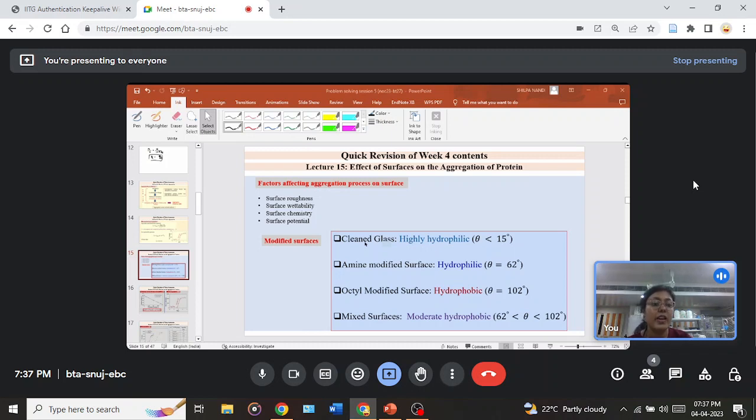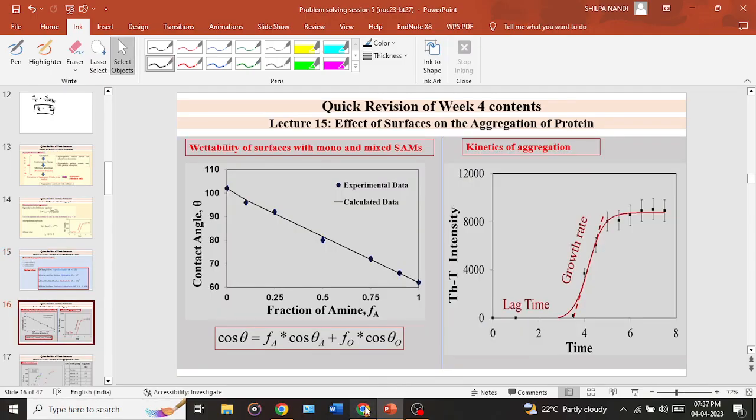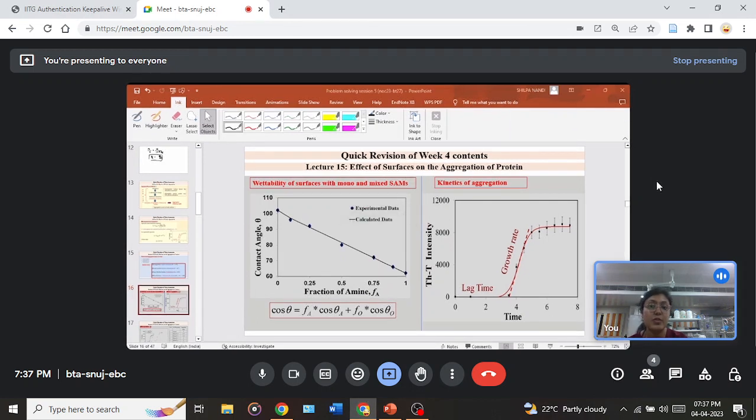These modified surfaces are also known as SAMs. You might have heard this during the lecture. What is a SAM? SAM is self-assembled monolayers. So we'll see the effect of the wettability of surfaces with mono and mixed SAMs.